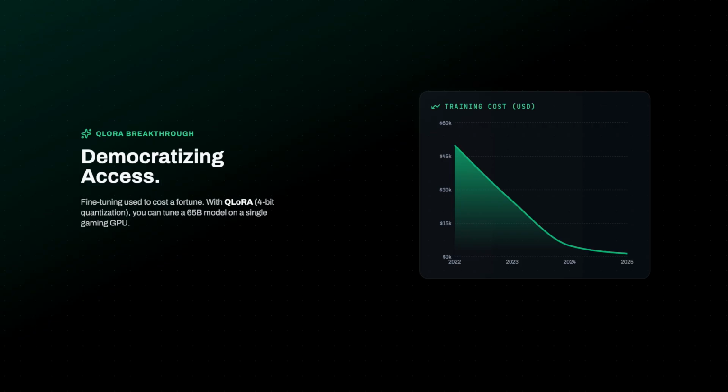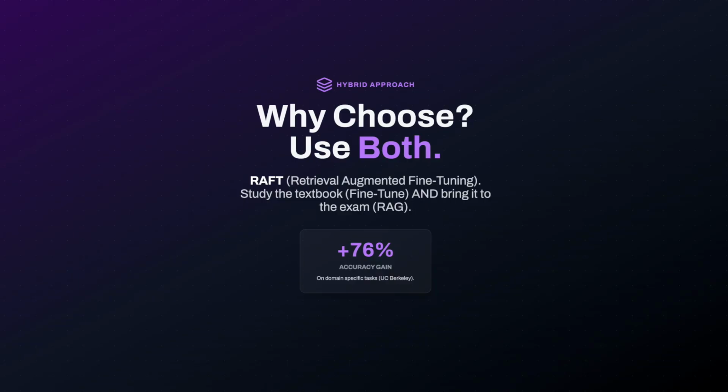What if enterprises could combine the best of both worlds? That's exactly what researchers at UC Berkeley asked in March 2024. RAFT, Retrieval Augmented Fine-Tuning, does something counterintuitive. Instead of choosing between RAG or fine-tuning, it fine-tunes the model to be better at RAG. Here's the insight. During training, the model sees questions, correct answers, and relevant documents and distractor documents. It learns to identify what's useful and ignore what's not, even when both look relevant.